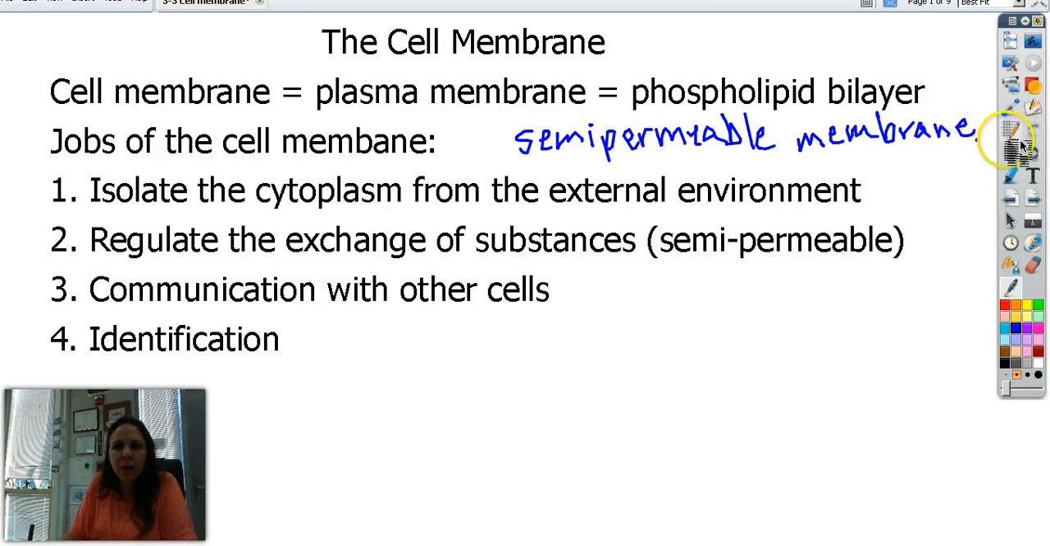Okay, so that is it for the cell membrane. Next we'll take a look at what the cell membrane actually does, especially in terms of number 2, regulating materials as they go by.